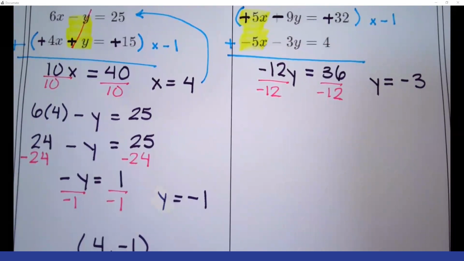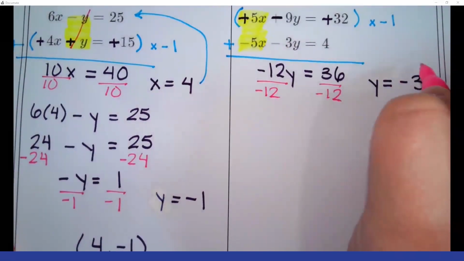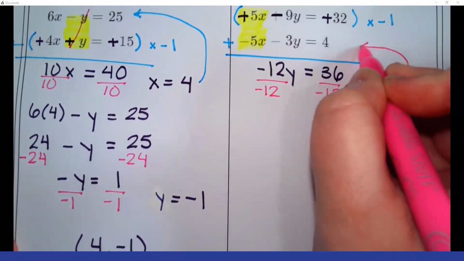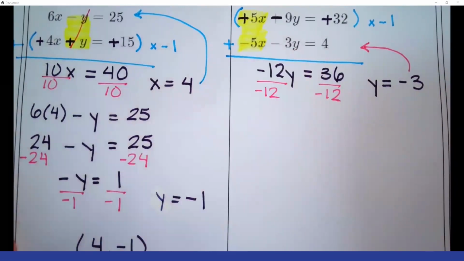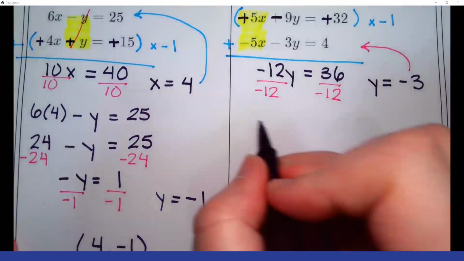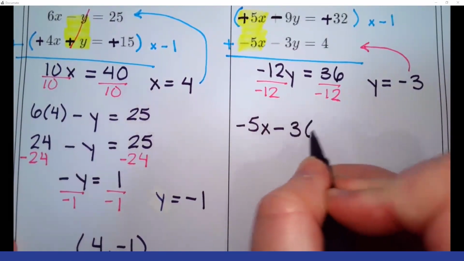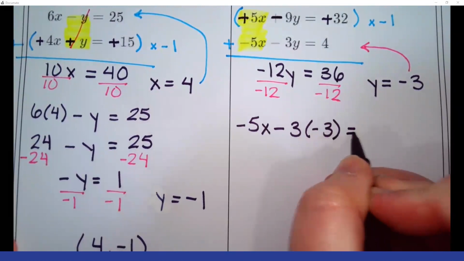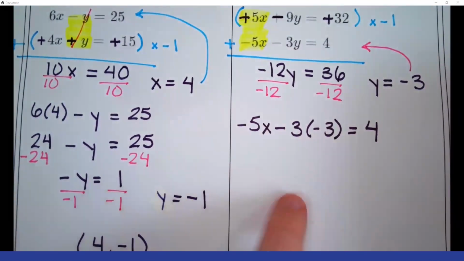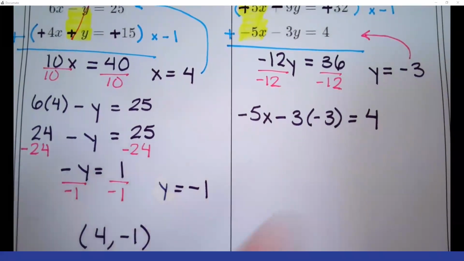And now we're going to take this -3 and I'm going to plug it into the bottom one because that's the one we didn't multiply. So we have -5x minus 3 times -3 is equal to 4. So I want you guys to finish. Solve for x.